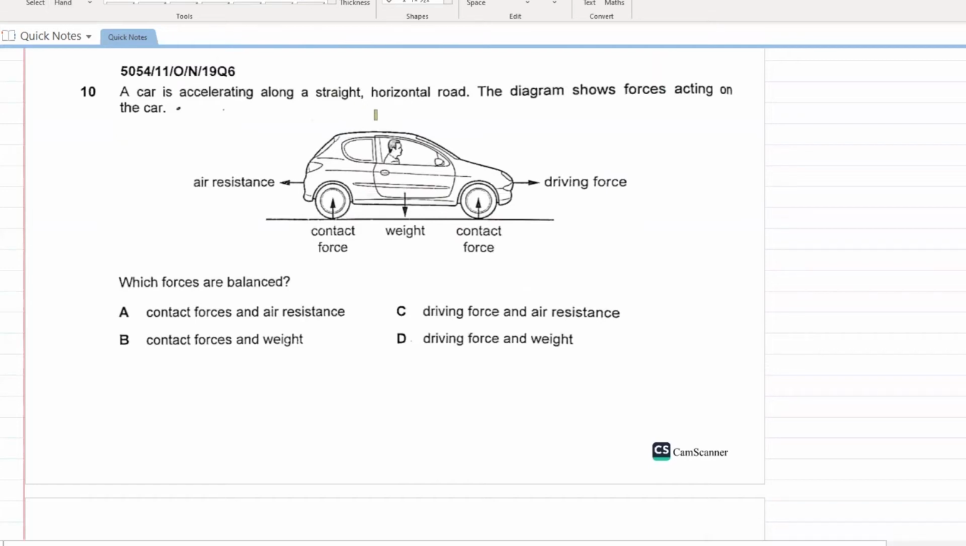A car is accelerating along a straight horizontal road. The diagram shows the forces acting on the car. Which forces are balanced? Basically, we have to apply Newton's third law here. Can you see the car is accelerating? Yes. That means this driving force is greater than air resistance, so these forces wouldn't be equal to each other. So I can cancel out option C, and options A and D will get cancelled out as well. The only remaining option is this, so you will mark this.